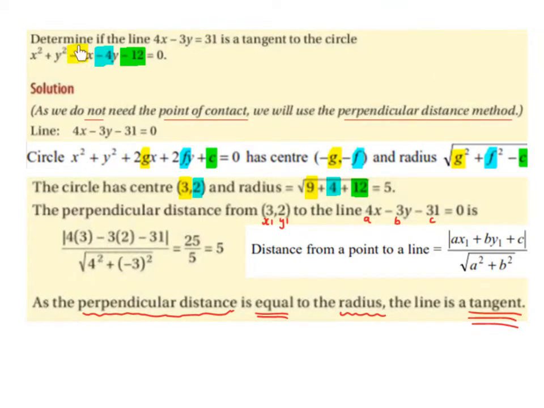Determine if the line 4x minus 3y equals 31 is a tangent to the circle x squared plus y squared minus 6x minus 4y minus 12 is equal to 0.